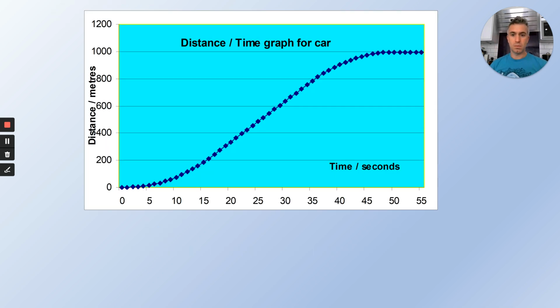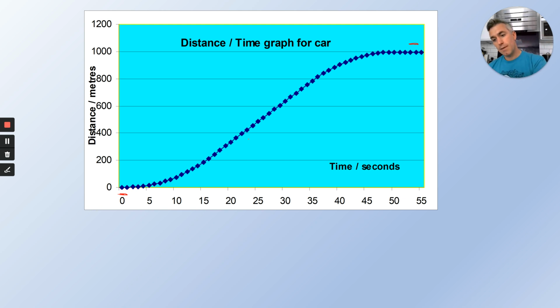Look at this one, slightly different. Smoother graph, smoother curve. Distance time graph for a car. So we talked about if you have different gradients, you have different speeds. If we look at the start, gradient 0, the car's not moving. Look at the end, 0, the car's not moving. So it's not moving at the start, and it's not moving at the end.